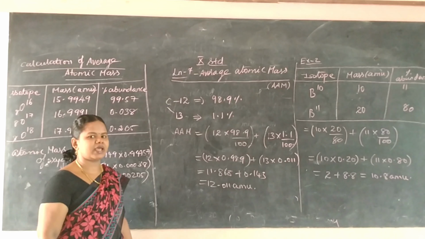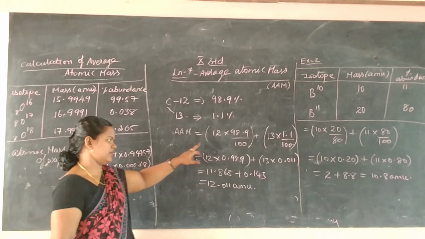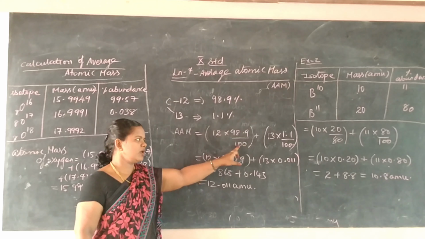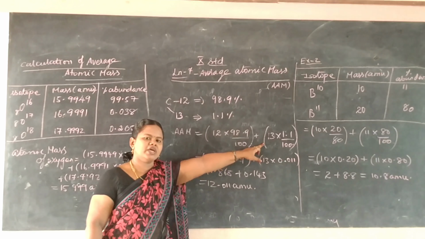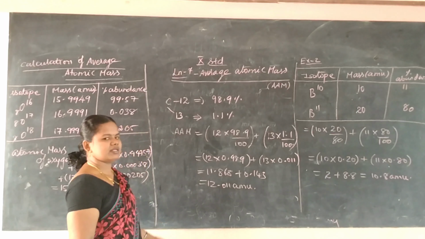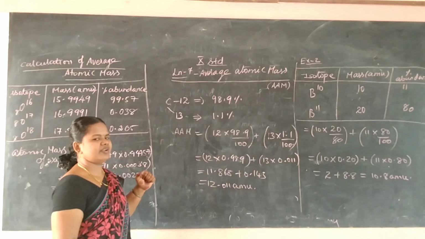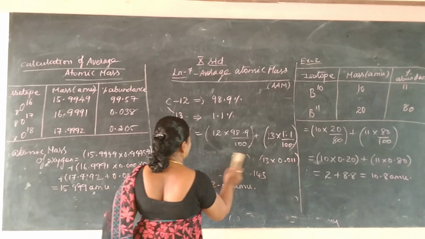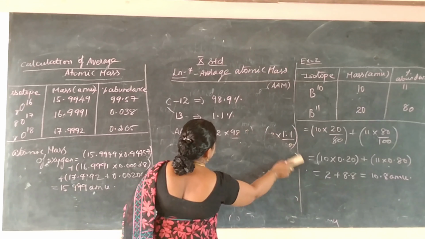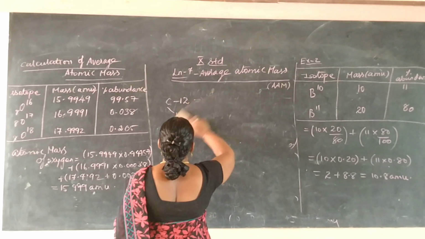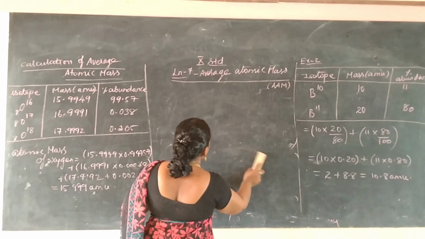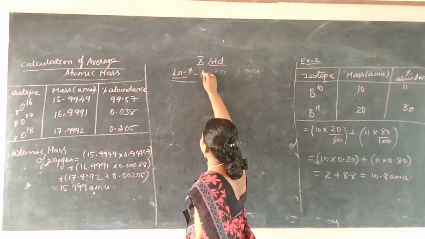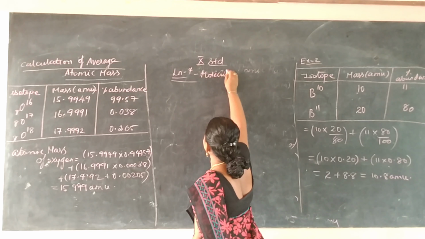So this is how you have to calculate the average atomic mass: the mass of the first isotope into percentage abundance of the first isotope, plus mass of the second isotope into percentage abundance of the second isotope, will give the average atomic mass. I hope you understood this average atomic mass. Then, about molecules and molecular mass.